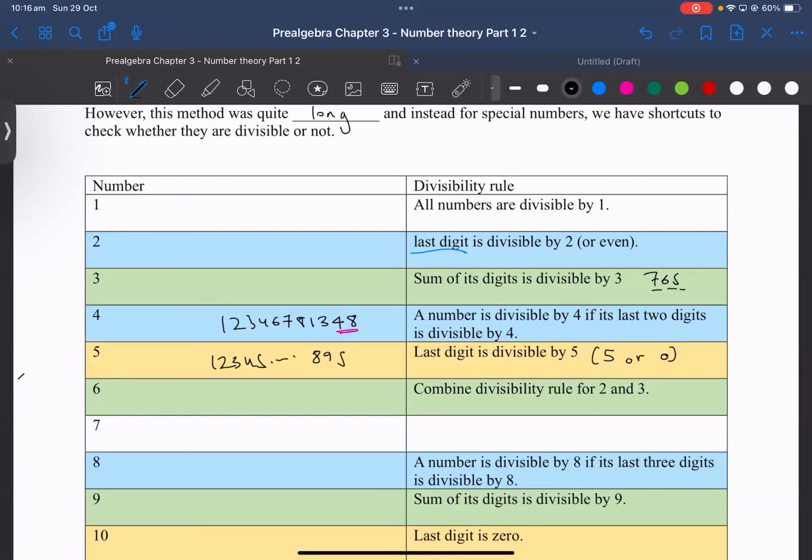And 6. When you want to check if it's a multiple of 6, what do we do? We combine the rules for 2 and 3 together. So you just need to check if the sum of the digits is divisible by 3, and also check if it's even. So that's pretty easy. For example, 765 wouldn't work because the sum of the digits is divisible by 3, but is it even? No. So therefore, it's not a multiple of 6. Any questions so far to this point?